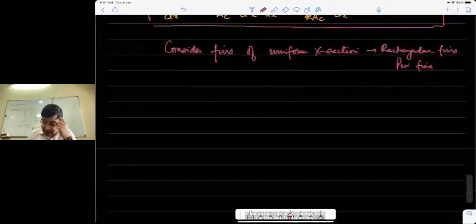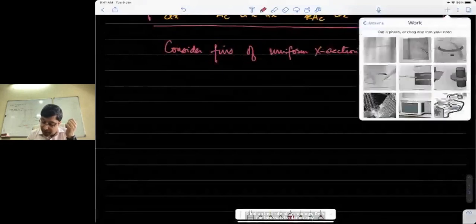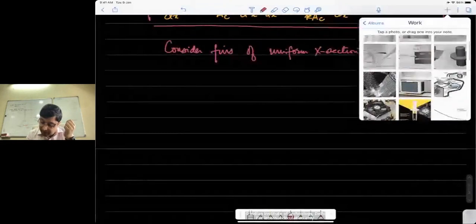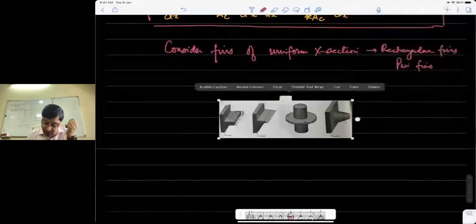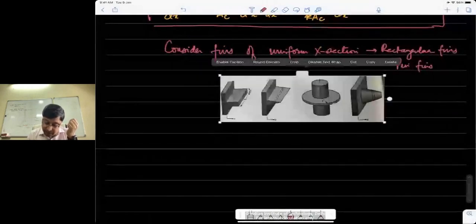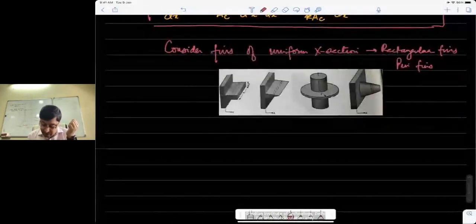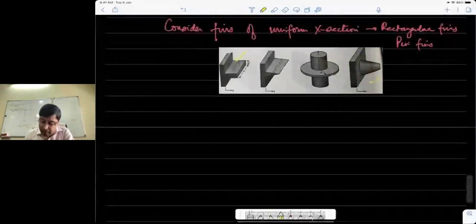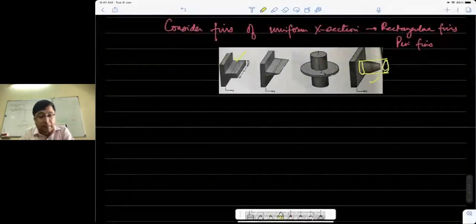So what I mean by that is, if you go back to what we did in the last lecture, we had one image somewhere, I remember. Oh yeah, there it is. So in this analysis, I will specifically look at the first case, which is a rectangular fin of uniform cross section, and I will also look at a pin fin, but with a uniform cross section area. So I will look at a fin which has something like that as a shape. The cross section area remains the same.